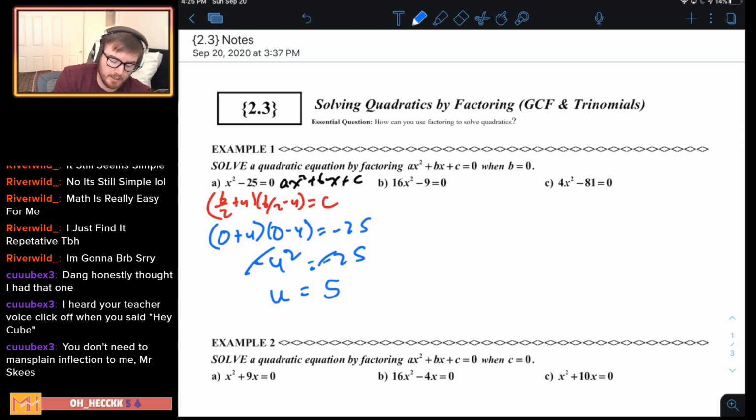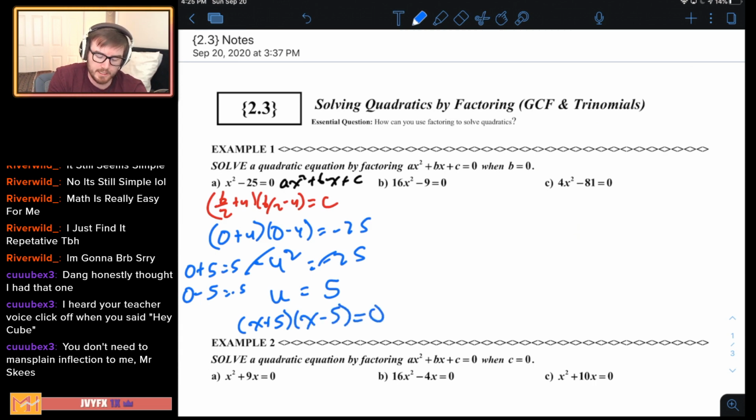So I end up with 0 plus 5 and 0 minus 5. So I end up with x plus 5 times x minus 5 equals 0. So what are my two solutions? x equals negative 5 and positive 5.